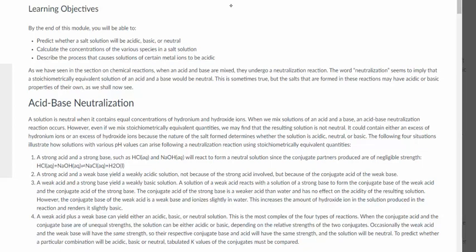We're going to turn our attention now from acids reacting with water and bases reacting with water to acids and bases reacting together. Now, when we have an acid that reacts with a base, and here I've chosen a strong acid and a strong base, we will form water and what's chemically known as a salt.